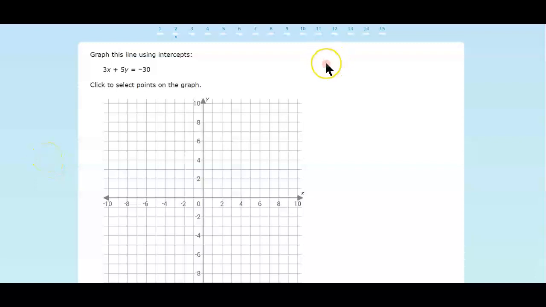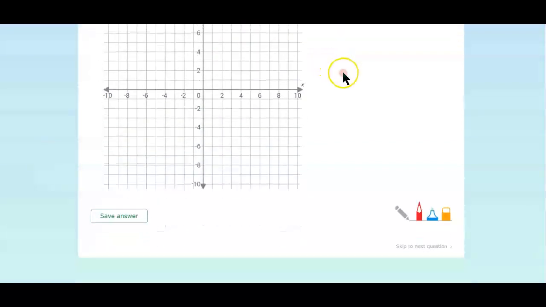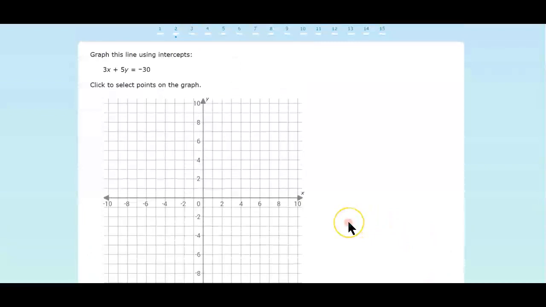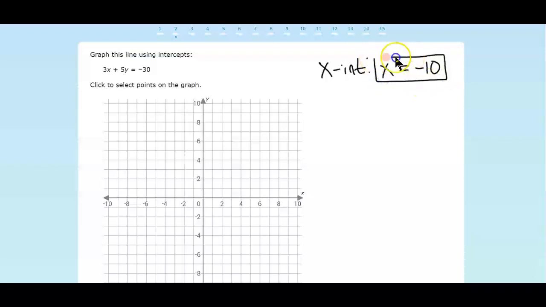If you're working this, hopefully you started your x-intercept first, because that's going to be the first one I show you the answer to. You should find an x-intercept of x equals negative 10. You got that correct? Great.